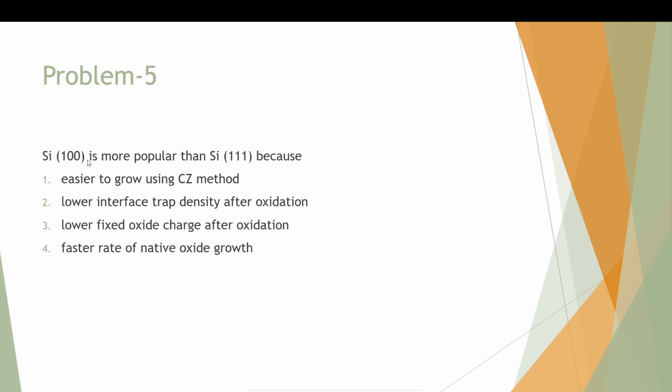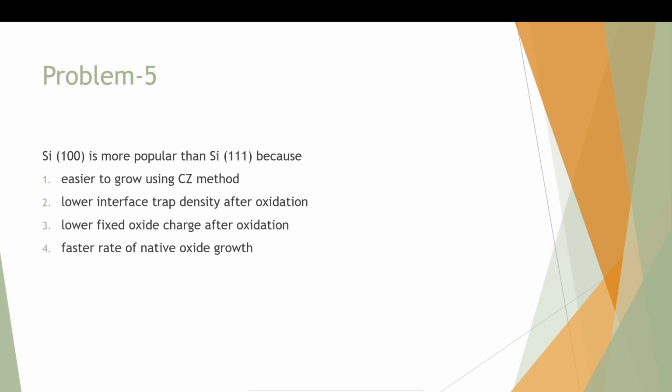So when oxygen is interacting with silicon, based on the orientation of silicon, it will see a certain number of silicon atoms at the surface, and based on that number it will actually be true that the interface trap density that is formed after oxidation is lower for 100, and even the fixed oxide charge is lower for 100 compared to 111. And these two are the reasons that primarily 100 is preferred over 111. Faster rate of native oxide growth: again, that's not the case.